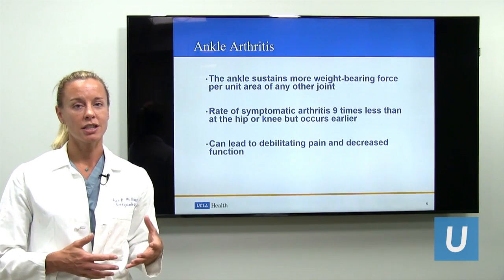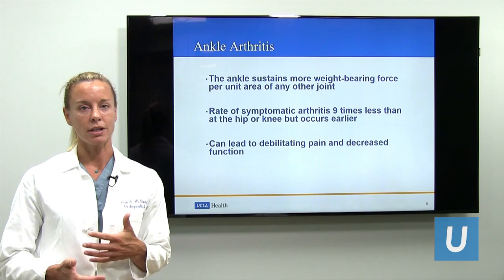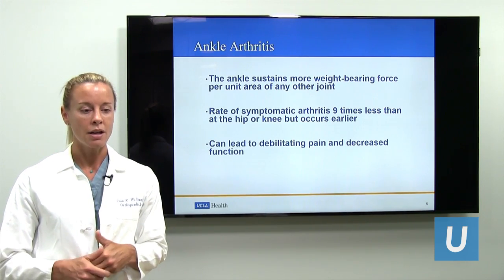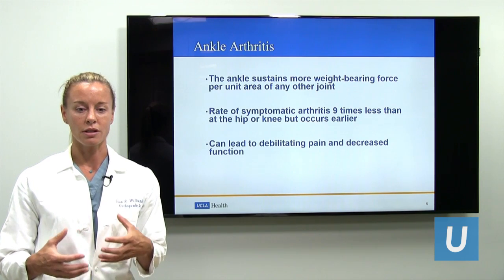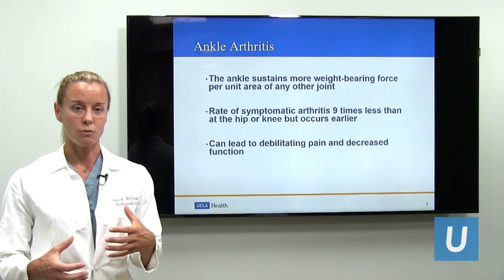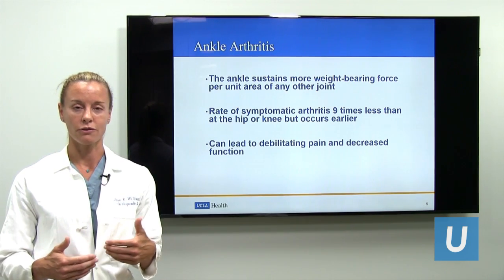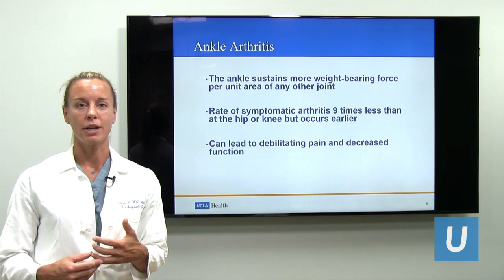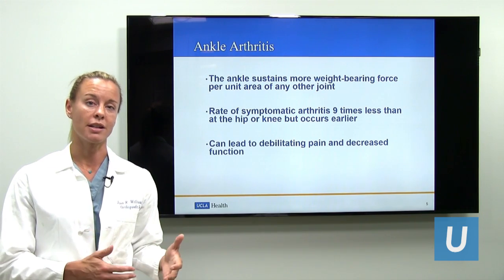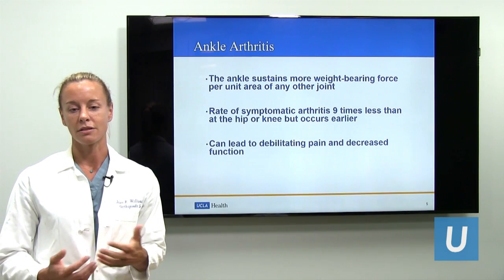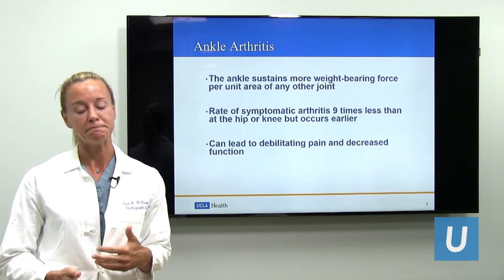So the first thing to understand is that ankle arthritis is not the same as the arthritis you get in your hip and your knee. The ankle is a pretty small joint, and considering you put all of your weight through it, it does sustain more weight-bearing force per surface area than the hip and the knee. But even despite that, we actually see far less ankle arthritis than we do arthritis in the hip and the knee. And there are a few different reasons for that.